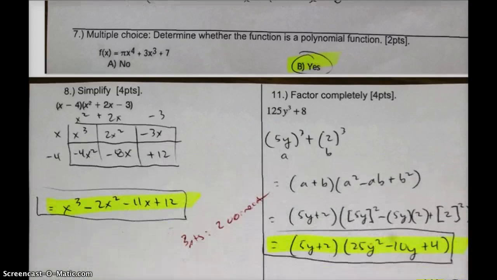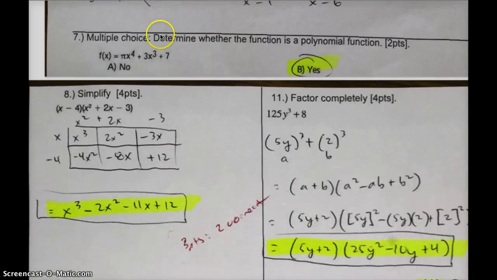A couple of people missed the question at the very bottom. Determine whether the function is a polynomial function. The answer is yes, it is. Notice how all of your exponents are positive numbers. There's no fractions, there's no decimals. Your coefficients could be essentially anything. So this one, pi, confused a lot of students. Pi is approximately 3.14. That means it's just a constant. So it's still a function.